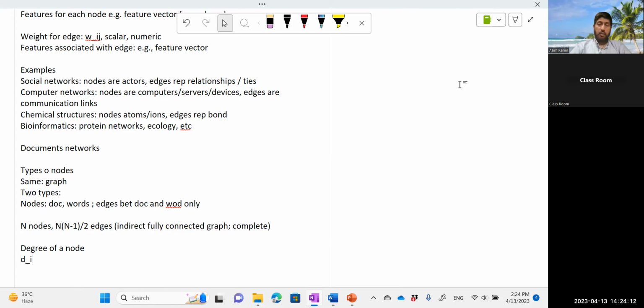So if you have an undirected graph, the maximum possible degree of a node would be n minus 1. बस एक नोड ith हम नोड कंसिडर कर रहे हैं, there will be n minus 1 other nodes. उनके साथ वो connected है, तो इसकी डिग्री n minus 1 हो जाएगी. The maximum possible value would be n minus 1. Similarly for a directed graph, the maximum possible value would be n minus 1. But as I said, for a directed graph, you will distinguish between inlinks and outlinks.